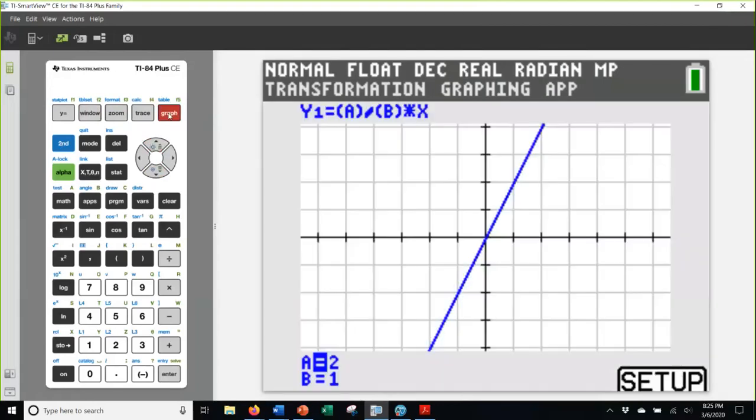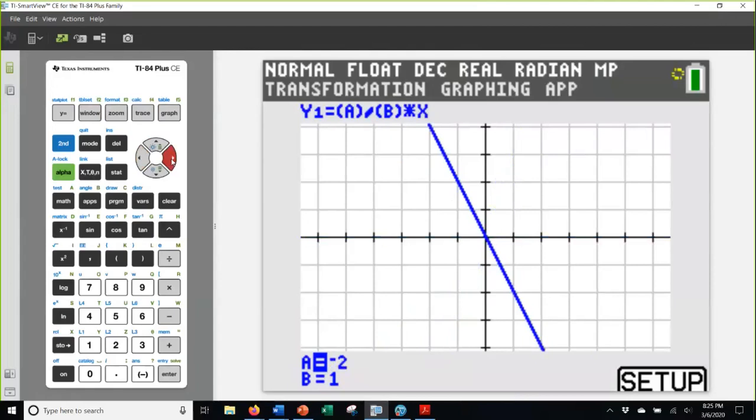And here's our graph. And we can take a look at what happens to our slope as we increase a, as we decrease a. And when we get to a equals 0, we get a horizontal line. And so students can take a look at what's happening visually with that 0 in the numerator. We can also do negative slopes if we want.